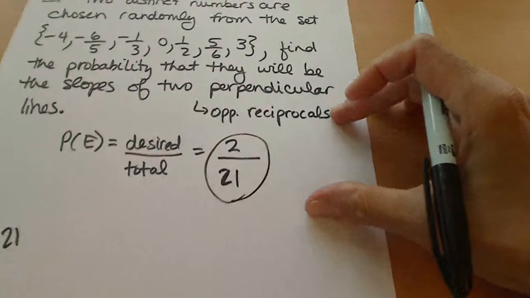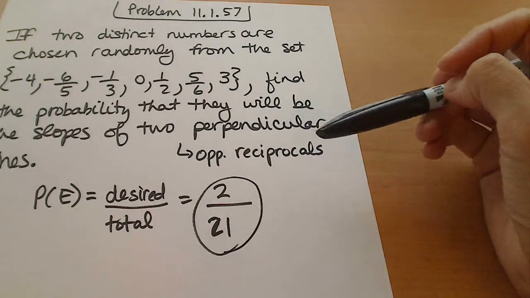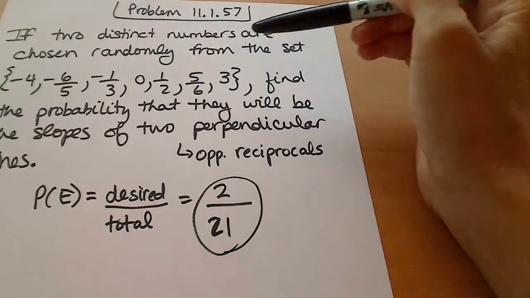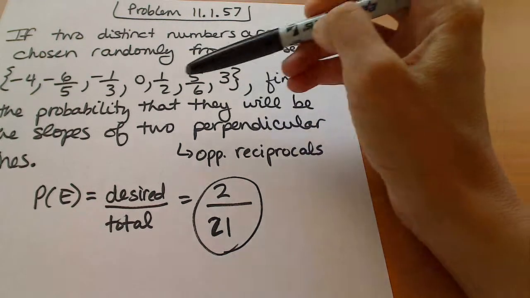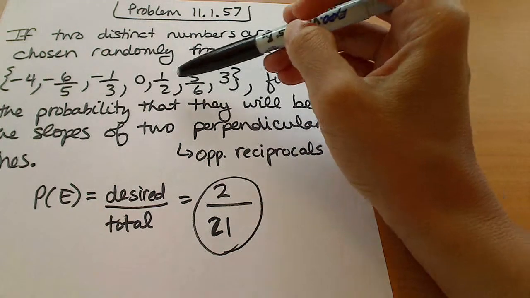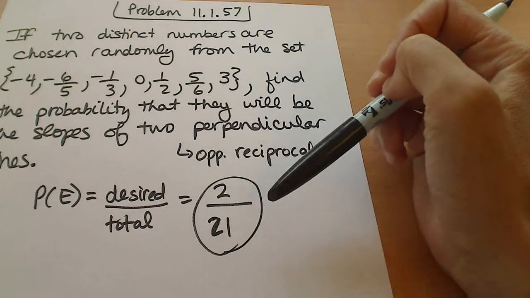So the probability here that we will find slopes of two perpendicular lines if they're randomly chosen is just 2 out of 21.